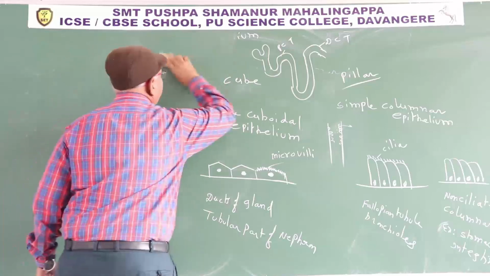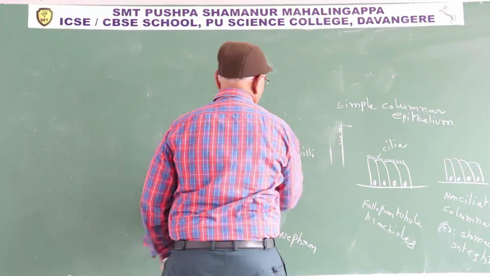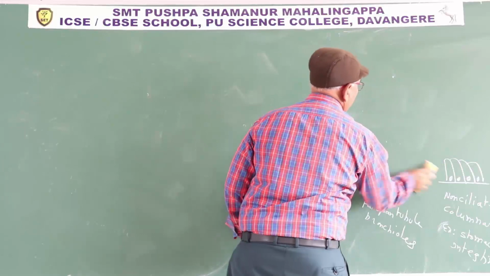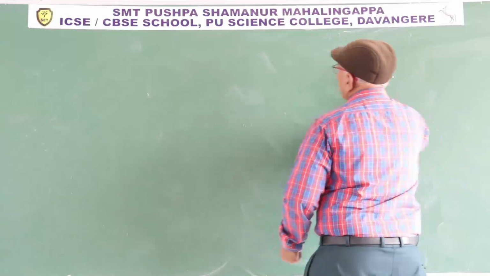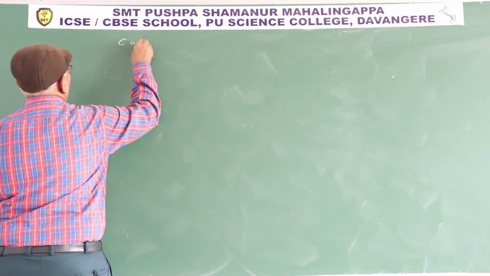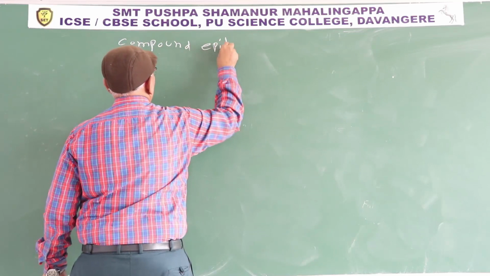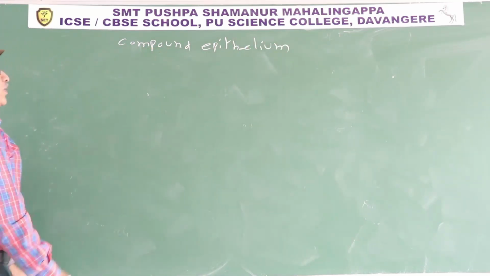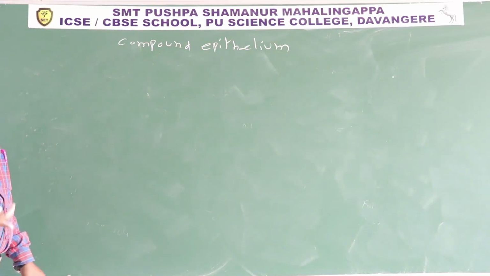Compound epithelium. In epithelial tissue, cells arranged in more than one layer is compound epithelium.